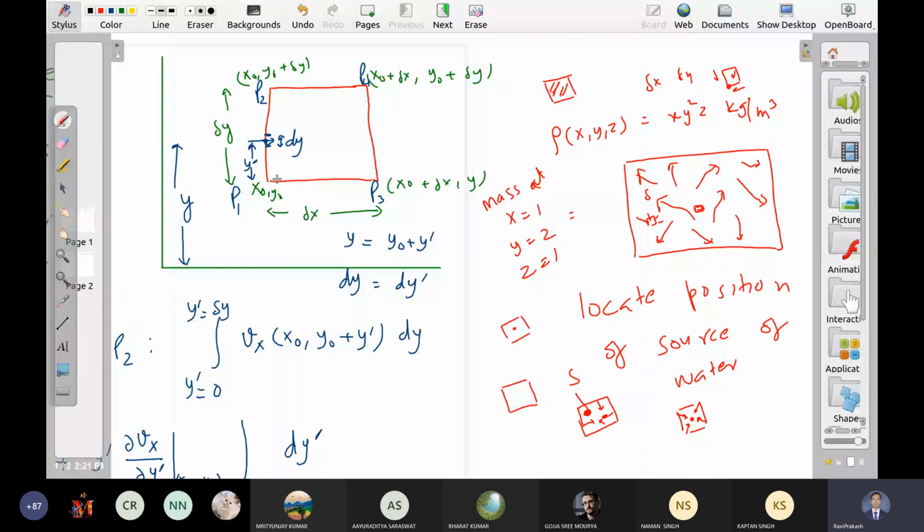If I am going to take divergence at x naught y naught, my x naught y naught should be somewhere in the center. So yes, we should take care of that factor here. But the calculation becomes a little lengthy. Ultimately, you will get the same answer.